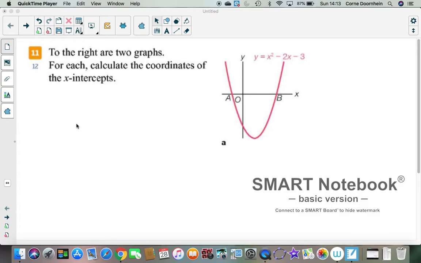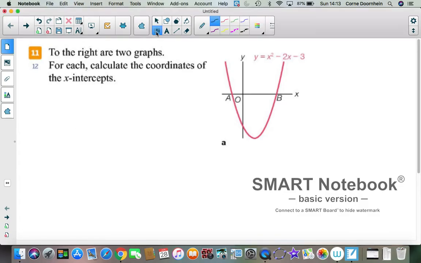So what do they want to know? They want to know where the graph, so the red line, intersects the x-axis. So that's over here and over here. They call those points A and B.